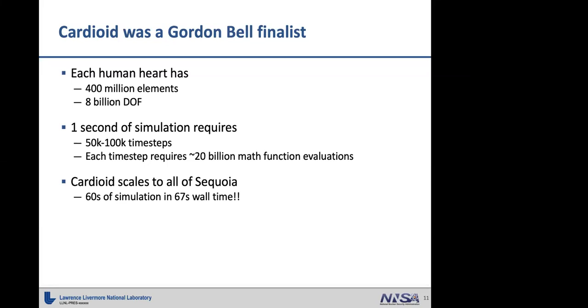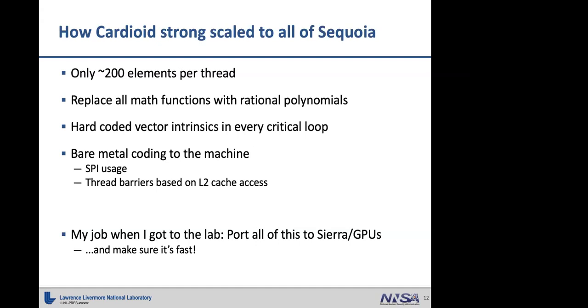Before I came to the lab, Lawrence Livermore National Laboratory, it would take me a month to simulate like 5 heartbeats in full. Whereas here with a whole supercomputer, they can do it in real time. However, this is extremely strongly scaled, and if you go and look through the code, you will see echoes of this. At its limit in the strong scaling, they only had 200 cells per thread. They got rid of all the math functions like exponential and logarithm, of which there are a bunch, and replaced them with rational polynomials. There were hard-coded vector intrinsics specific to Blue Gene/Q in every critical loop.